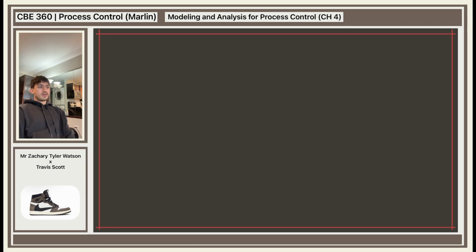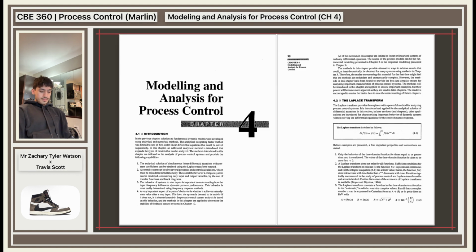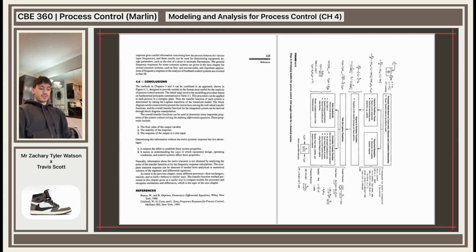For the time being, I will be reading parts of chapter 4. I'll be reading chronologically. So chapter 4, Section 6, the conclusion. The methods in chapter 3 and 4 can be combined in an approach shown in figure 4.11, designed to provide models in the format most useful for the analysis of process control. The initial steps involve the modeling procedure based on fundamental principles summarized in table 3.1.